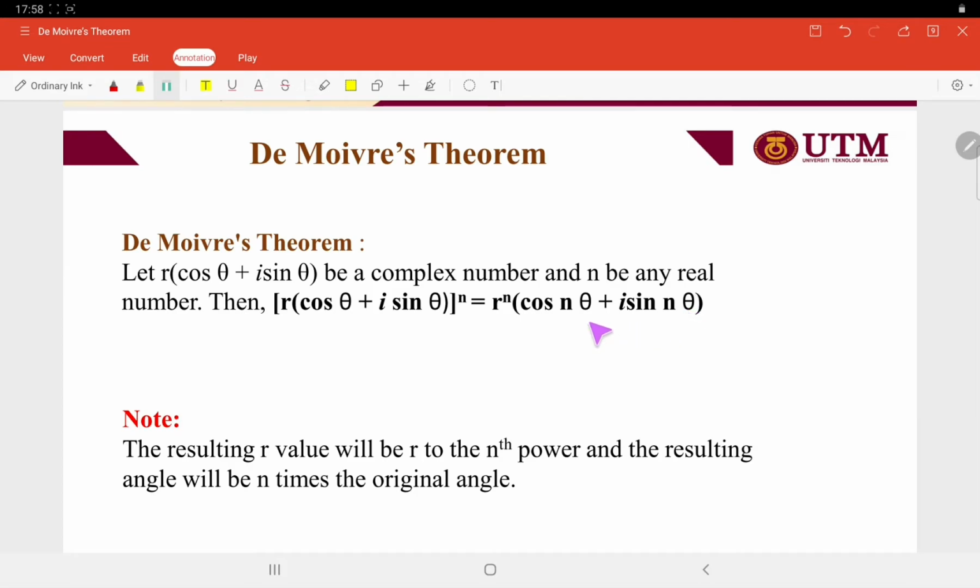So we need to get r raised to the power n, and then our theta will be multiplied by n to find the new angle. Note that the resulting r value will be r to the power n, and the resulting angle will be n times the original angle. So you have to remember this formula.